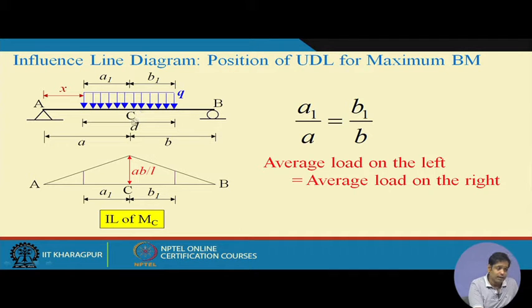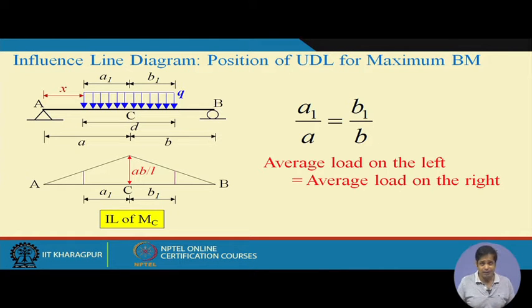And what would be the bending moment at C? This is the influence line diagram. So, the bending moment at C will be the area of this diagram. We know that this value is ab by L. So, we can determine this value and this value and get this area. This area will give you the bending moment at C. This is the critical location for uniformly distributed load.